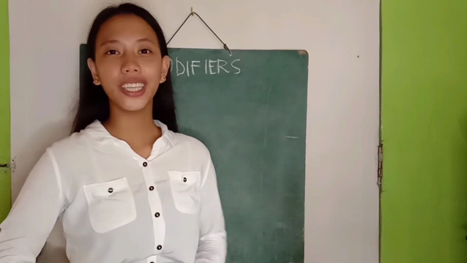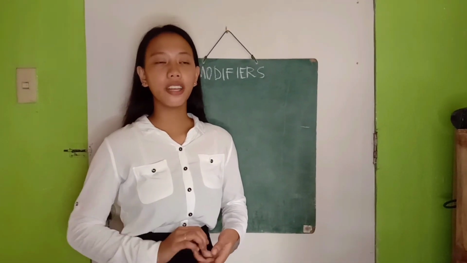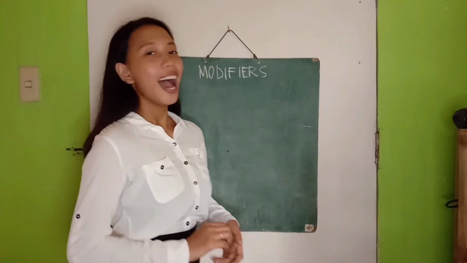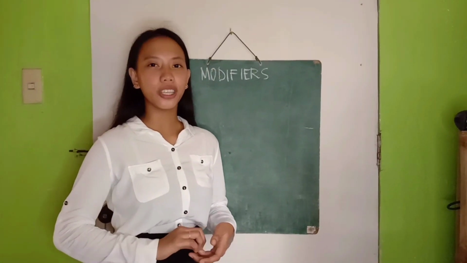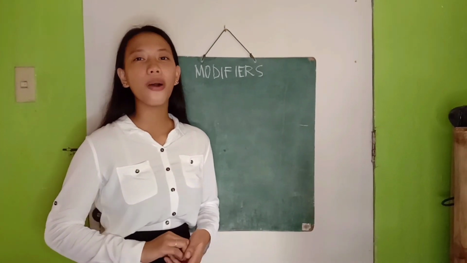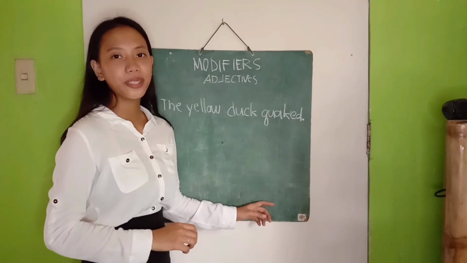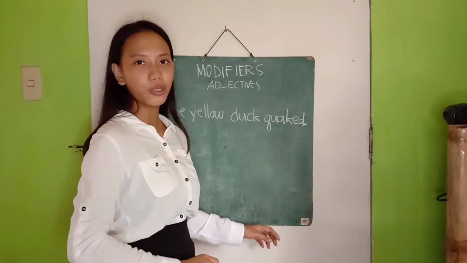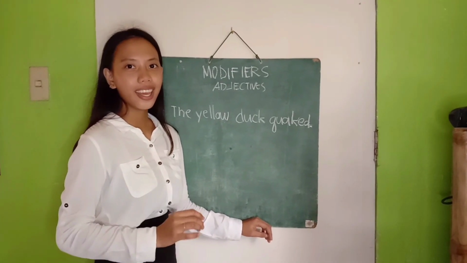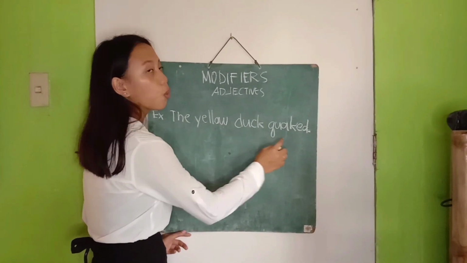A modifier is a word, phrase, or clause that gives information about other words in the same sentence. Adjectives and adverbs are modifiers. In our sentences, we will be able to see how adjectives and adverbs describe other words. Adjectives describe nouns and pronouns. They answer how many, whose, and what kind. For example, the yellow duck quacked.